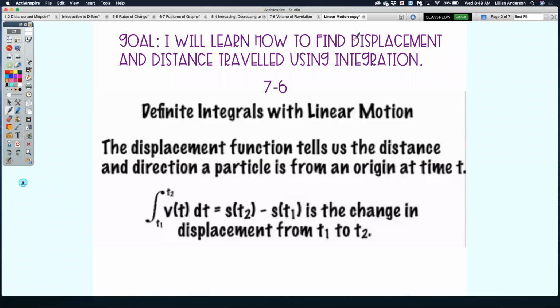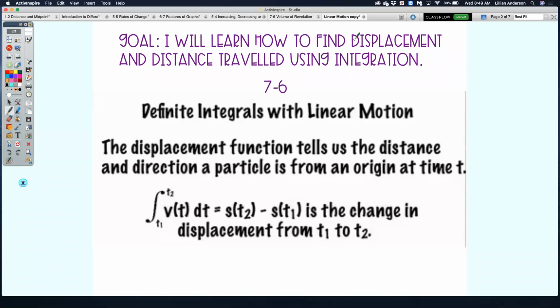So, definite integrals with linear motion, okay? When you were first introduced to linear motion, you were introduced using derivatives, okay? We talked about displacement. When we took the derivative of displacement, that gave us what? Velocity, and then we took the derivative of velocity, that gave us what? Acceleration. And so now we're going to use definite integrals to work our way backwards.